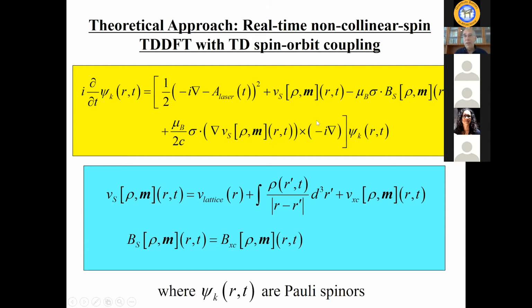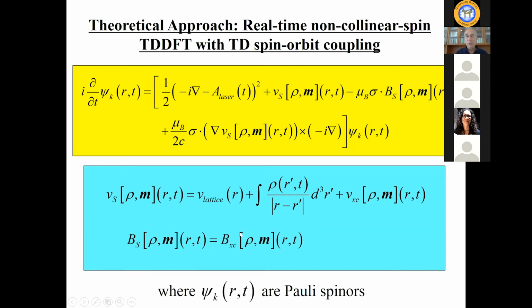This is the time-dependent Kohn-Sham potential that appears here in the standard spin-orbit coupling expression. Then furthermore, there is a Zeeman term involving a Kohn-Sham magnetic field. These two quantities, the Kohn-Sham potential and the Kohn-Sham magnetic field, are given by the standard expression: external potential given by the lattice, Hartree term, and an exchange correlation potential. And in the absence of external magnetic fields, the Kohn-Sham magnetic field is just given by the exchange correlation part.